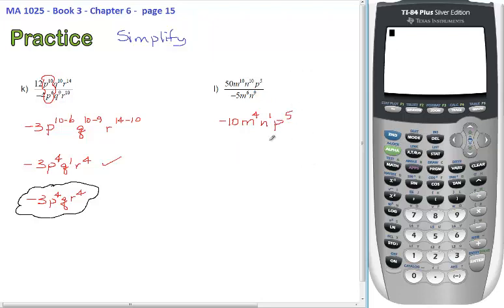Again, we can leave the 1 in. That's perfectly correct. However, lots of people will rewrite that without the understood 1 as an exponent. So your final answer for L is negative 10 m to the power 4 n p to the power of 5. So there's a couple of solutions for you to look at. Hopefully that helps. That's it for now.